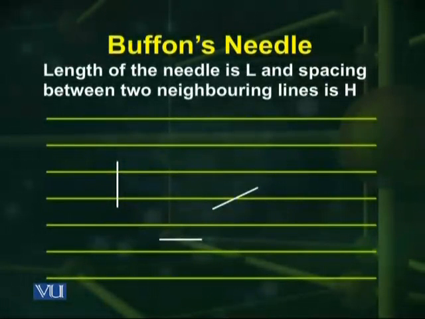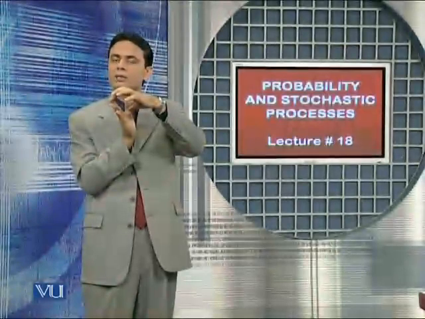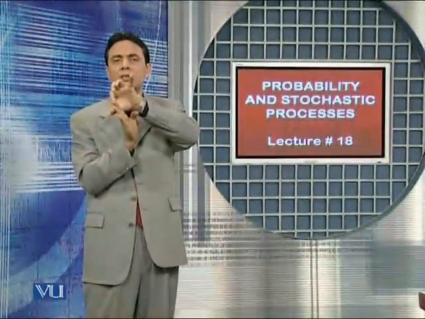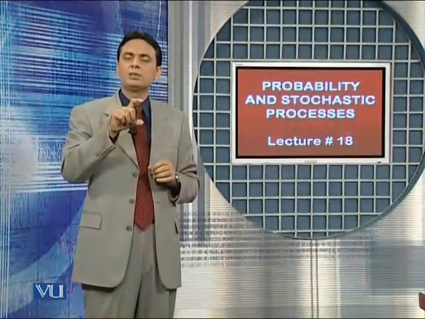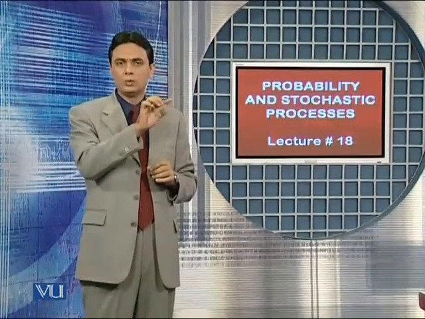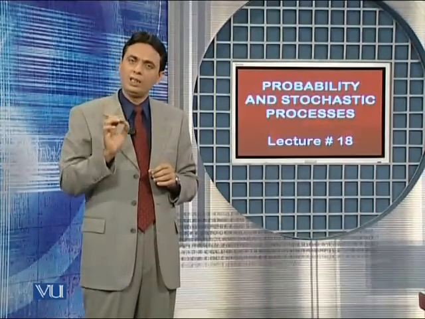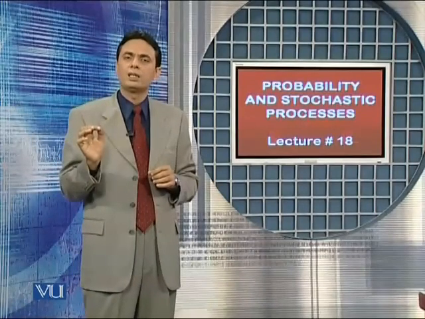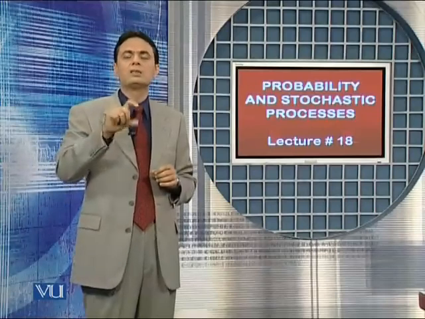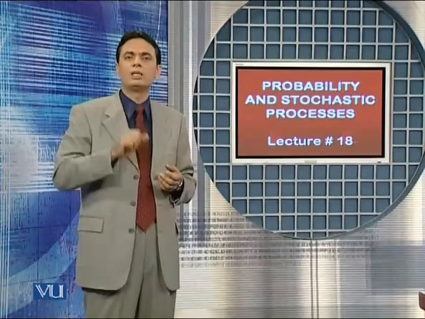If it's making angle theta, then the distance from the center to the tip of the needle is L by 2, because the total length is L. And this vertical distance is L by 2 sine theta. So if x is the distance from the center of the needle to the line on the floor which is closer to it, then the needle is touching the line if L by 2 sine theta is larger than this x. And this x is the realization of this vertical distance.